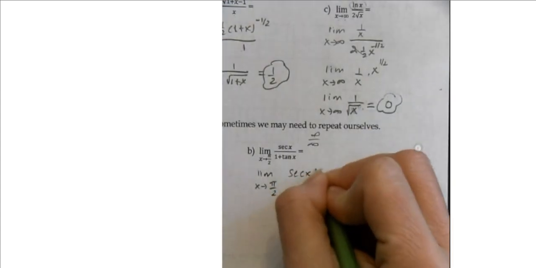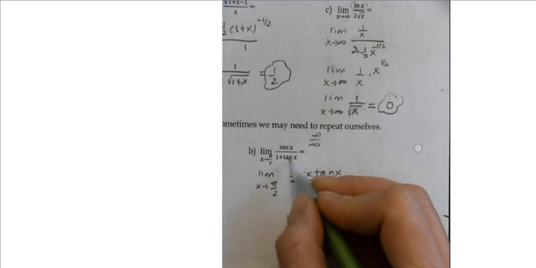There we go, secant tangent. Hopefully you have that down. Derivative of 1 is a constant, that's 0. Derivative of tangent, try doing that one. And it is secant squared. Secant cancels and the square cancels.